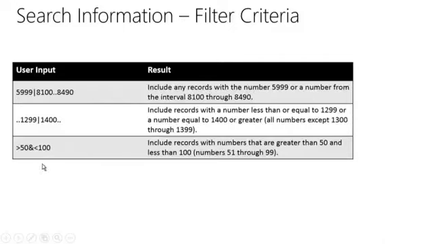I can even make some more complex combinations of filter criteria. In this case, what I'm going to do is include any records with the number 5999 or a number in this range of numbers. Here I have an example where I'm going to include records with a number less than 1299 or a number bigger than 1400. So you can see here by using these special characters, you can create complex filter criteria. I've displayed a couple of examples here in the presentation, but if you go into the online help of Dynamics NAV, you can find many, many more examples.